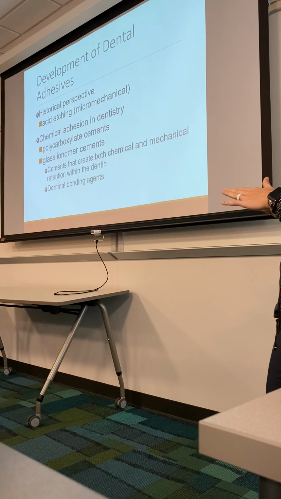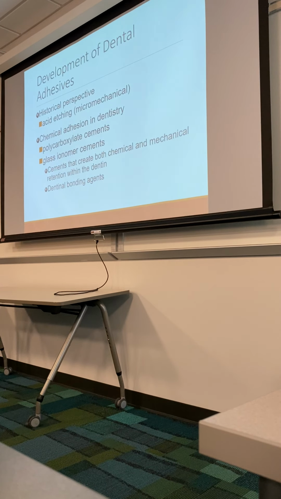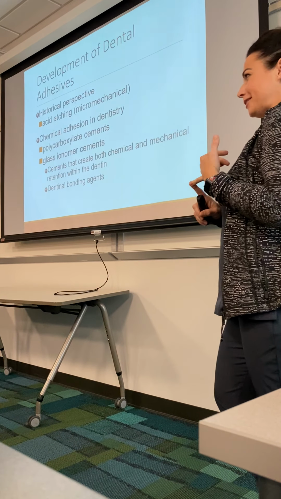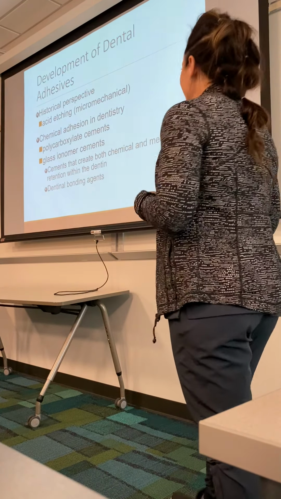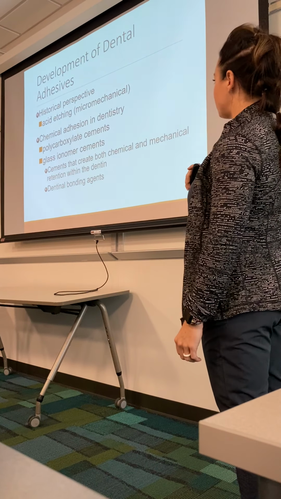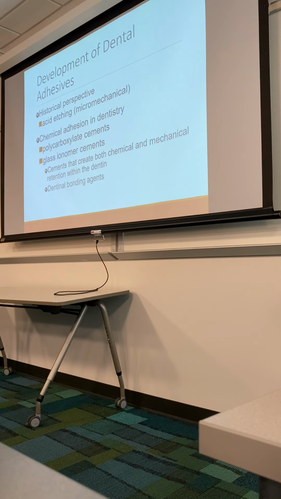Historically, they've been around for a while. Acid etching was pretty much the first one, and that's that micromechanical. Then we went into chemical adhesion, and that's this polycarboxylate. You guys say that word? Polycarboxylate cements, and then you have glass ionomers. And we'll have a lab over some of these cements too, so you get to know these too. Those actually do a chemical and mechanical bond. Okay. And then we have dentinal bonding agents.